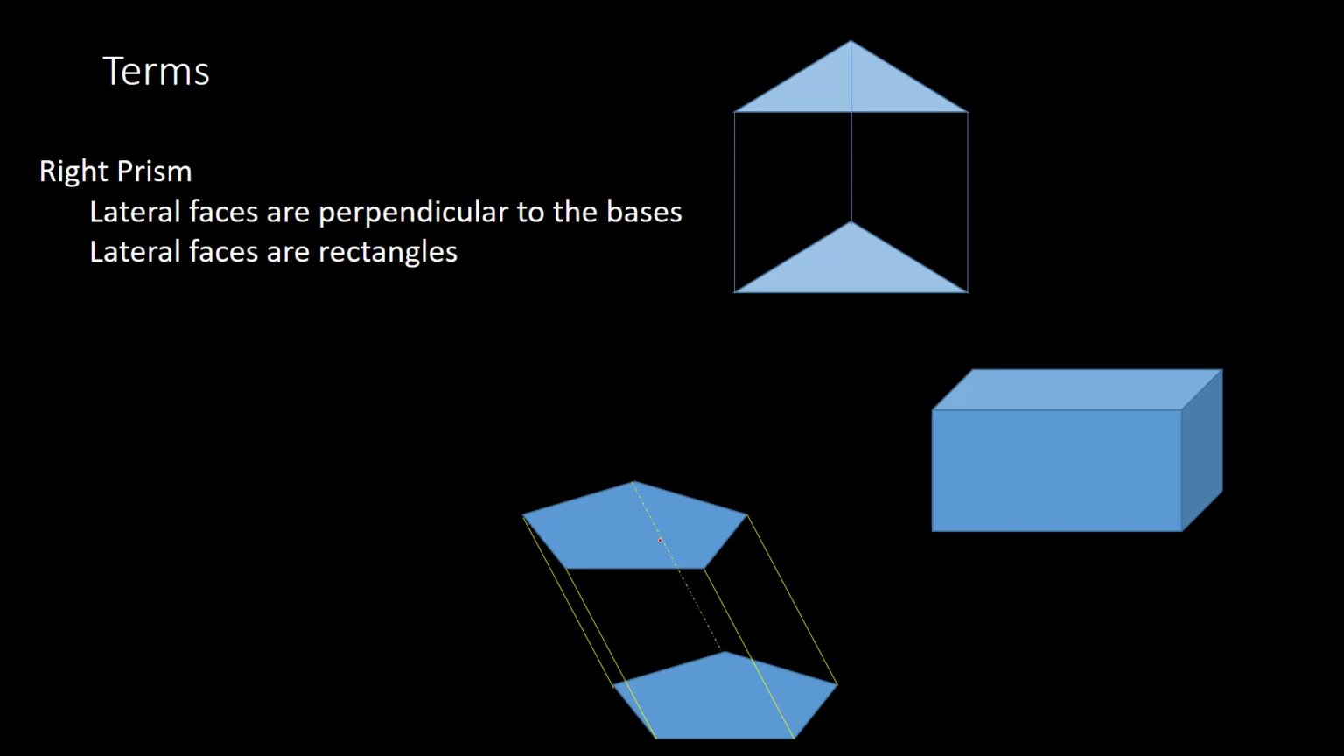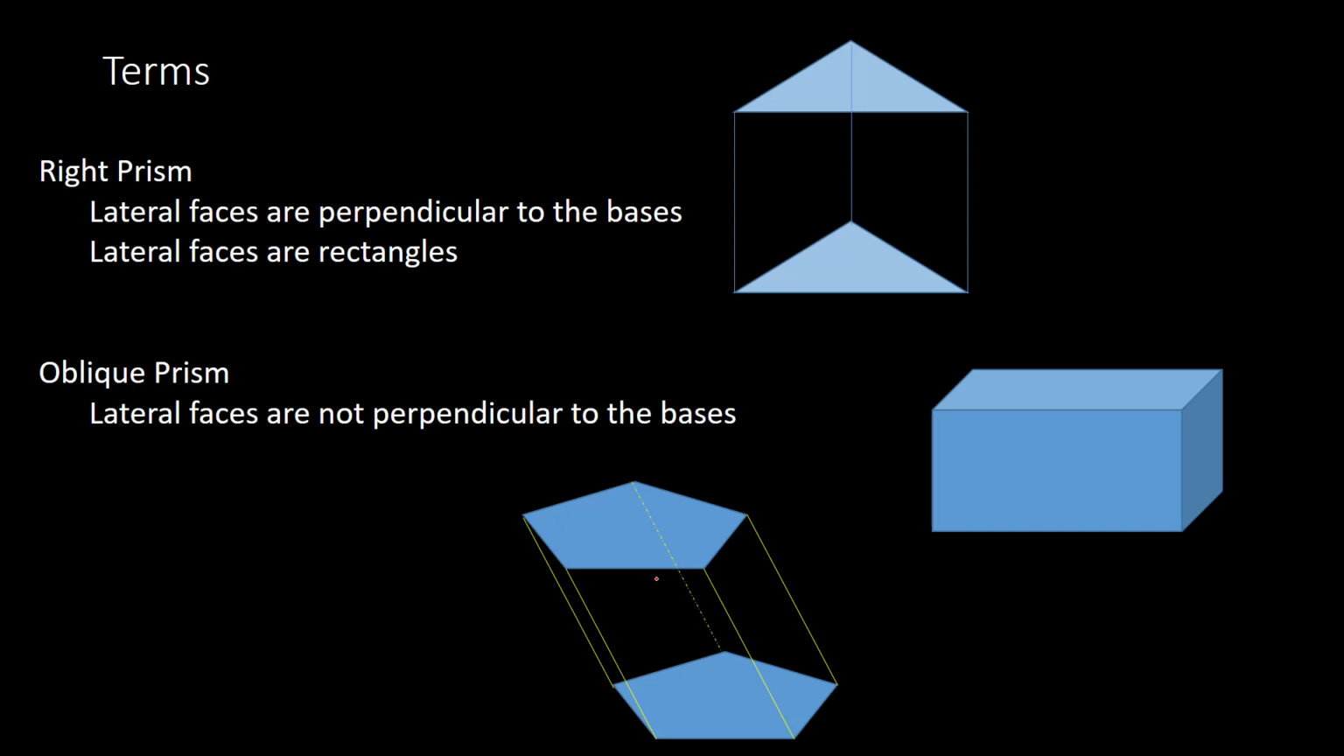In addition, the lateral faces are rectangles. So the sides of the top two prisms, the triangular one and the rectangular one, the faces are rectangles. Whereas the bottom one is what we call an oblique prism, and notice how it's tilted on the side. So lateral faces are not perpendicular to the bases, and the lateral faces would be parallelograms and not rectangles. So the main idea here is if it's slanted, like the bottom one, that is an oblique prism, and the other two that are just upright, not slanted, would be a right prism.